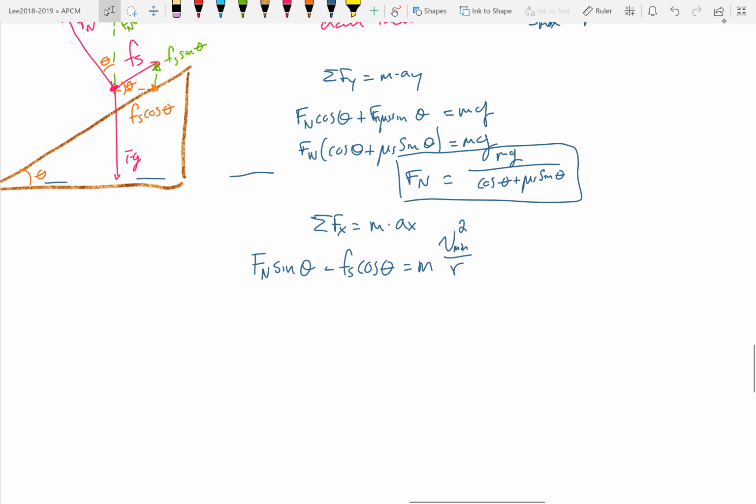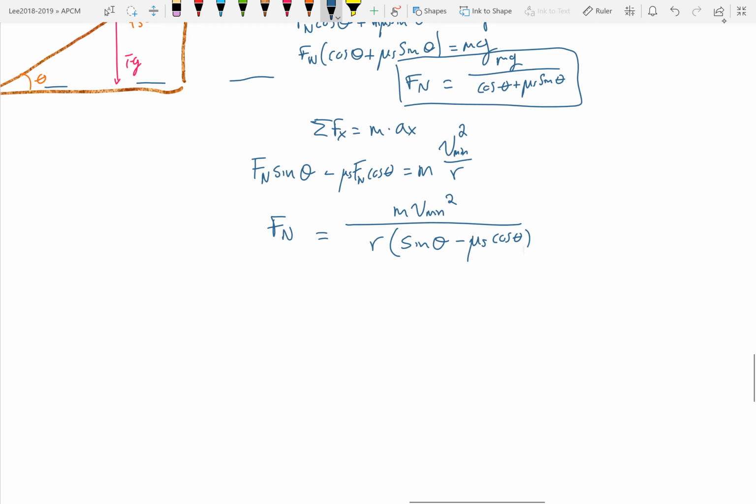In the x direction, this Fs cosine theta is mu s times the normal force times cosine theta. And we're going to factor out our normal force. And then we have to divide by sine theta minus mu s cosine theta. We've got m v min squared divided by r times sine theta minus mu s cosine theta. Okay.